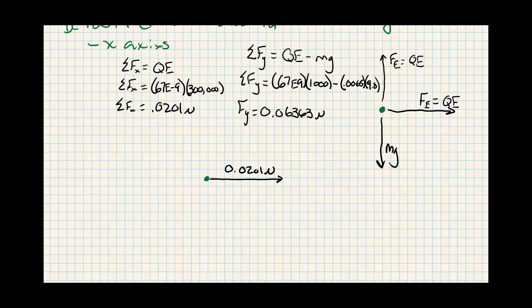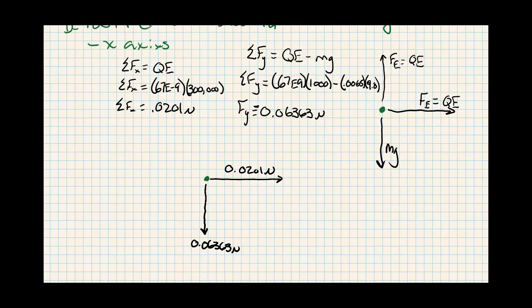0.0201 newtons. And then this Fy is actually negative, indicating that it is in the downward direction, because as it turns out, gravity is bigger than the electric force. So it is a downward force of 0.06363 newtons. So now we've got down to two forces. We had three forces, now we have it down to two forces.